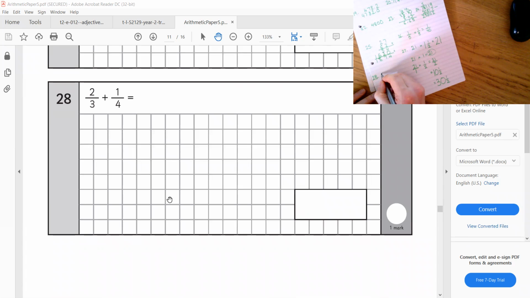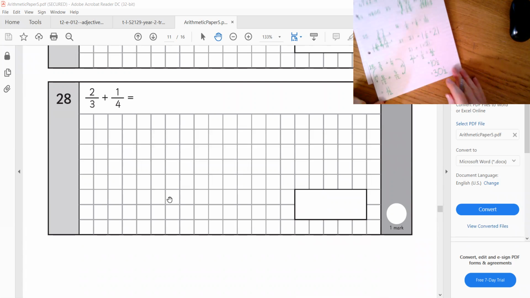Question 28. 2/3 add 1/4. This is where I can't add thirds and quarters, so I need to find a common denominator, which is 12. I've timesed by 4 this side, and I've timesed by 3 that side, because 3 times 4 is 12. 4 times 3 is 12, so do the same to the top. 2 times 4 is 8. 1 times 3 is 3. Add them together, 8, 9, 10, 11. So I've ended up with 11/12.